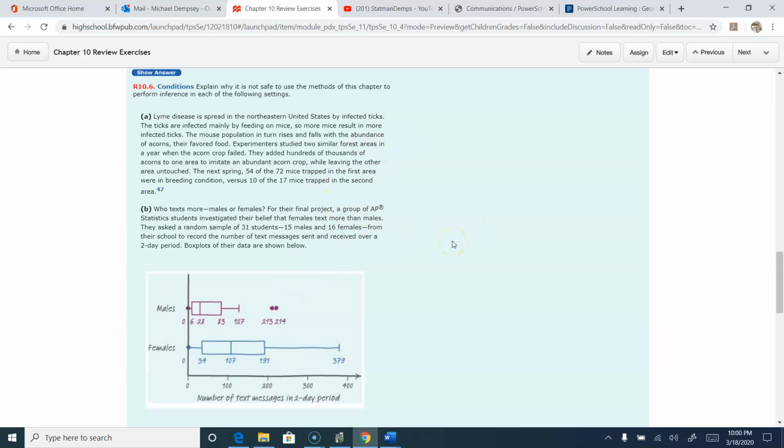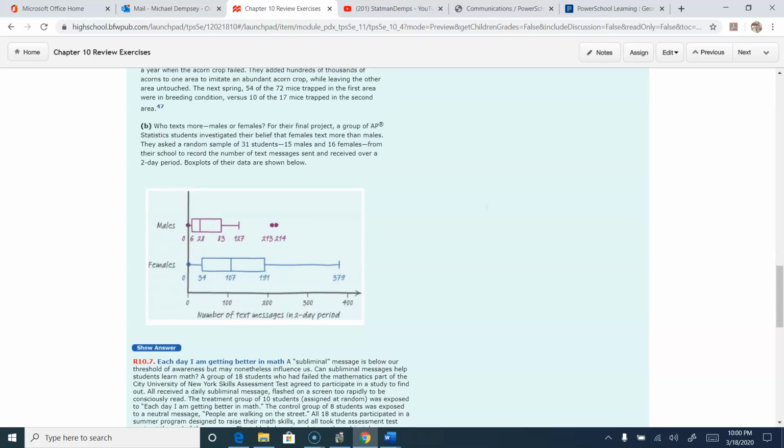The second one, who texts more, males or females? These AP students think that the females text more, so this is definitely going to be a hypothesis test. And they have 31 students, 15 males, 16 females. So both samples are kind of small. And with the males, we have 2 outliers. So with a small sample and 2 outliers, that would violate our condition for normality for the t distribution.